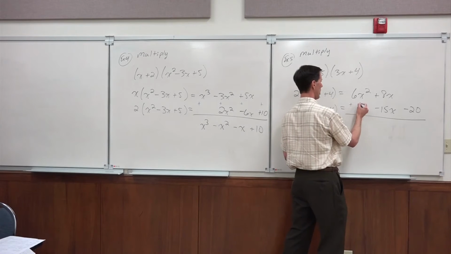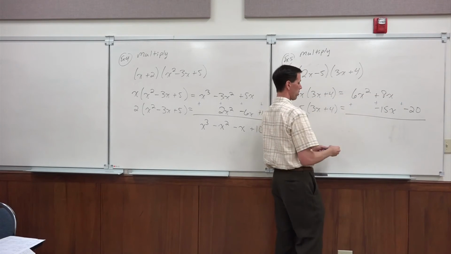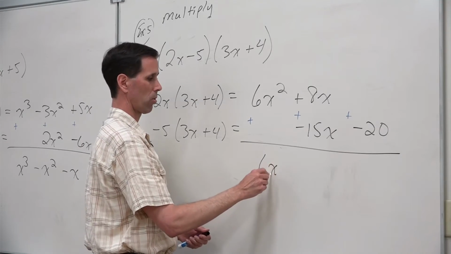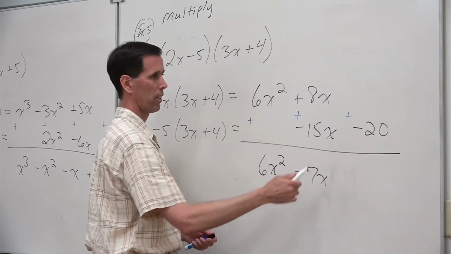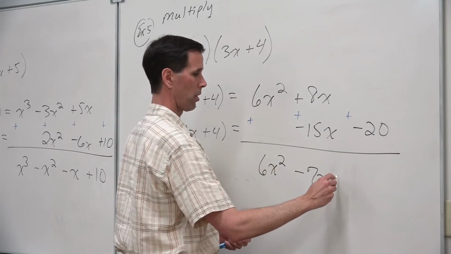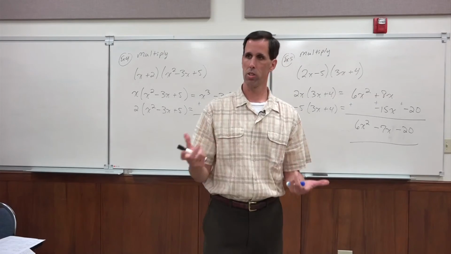Again, you want to think combining like terms. So you want to think addition. 6x squared plus no other x squareds would just be 6x squared. 8x plus negative 15x would be minus 7x. Nothing plus a minus 20 would be minus 20. And if you do it that way, again, it gets you into nice standard form.